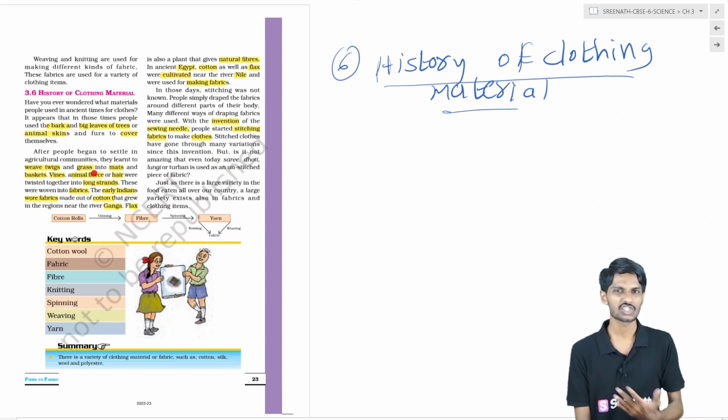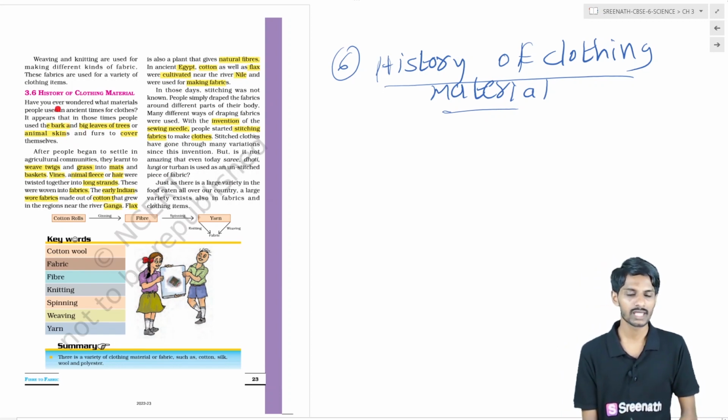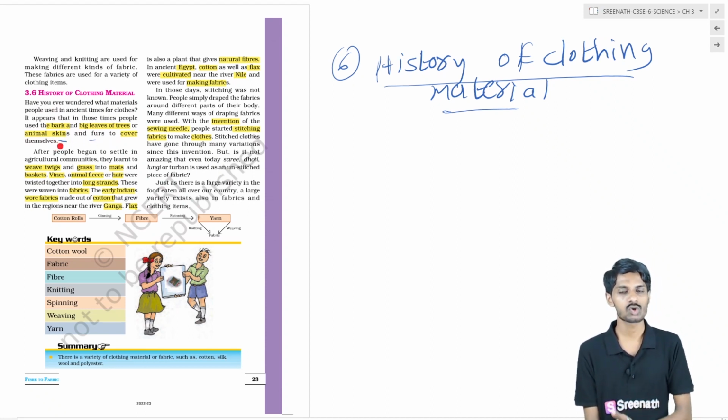So what is the history of clothing materials? In the olden days, people wore bark and big leaves of trees, or animal skins and furs, to cover themselves. Basically in olden days there were no clothes, there were no fabrics. In those days they used barks, big leaves of trees, animal skins and fur to cover themselves.